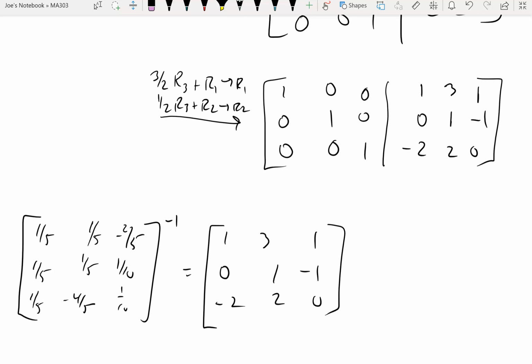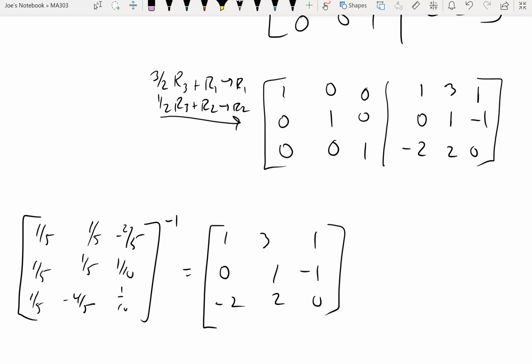If I take a 5th times 3, that's 3/5. A 5th times 1, so that makes me 4/5, and then I'll get a negative 4/5. I really do get 0. And then when I take this row times that column, I'll get exactly canceling out the 1/5, right? It's got a 1 and a negative 1.